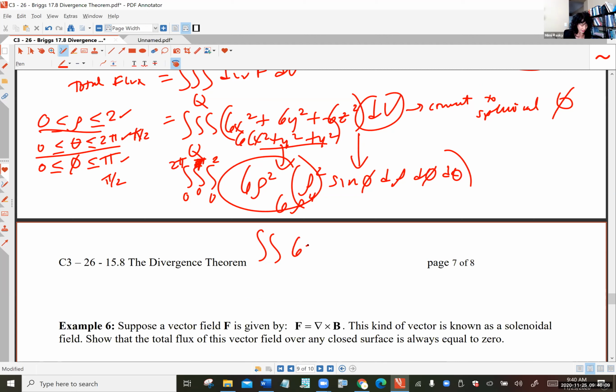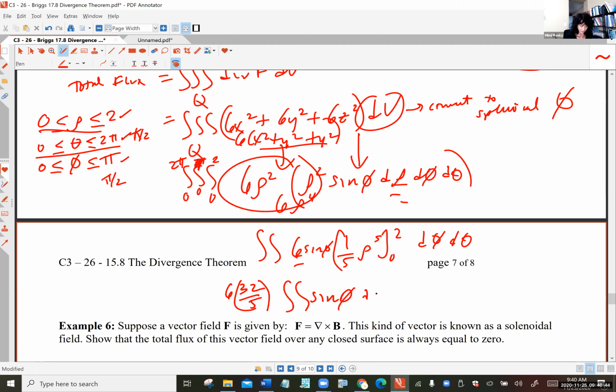I'm going to put the 6 and the sine phi next to each other. When we integrate with respect to rho, we're going to get what? 6/5 rho to the 5th going from 0 to 2. And we still have to integrate with respect to phi and theta. Wait, why do I have 2 6s here? Sorry. I already put my 6 over here. Let's just put 1/5. And then when I evaluate 1/5 rho to the 5th between 0 and 2, I should get 32/5. I'm going to pull out the 6 and the 32/5. They're bothering me. And then I just have to worry about sine phi. What is the integral of sine phi?